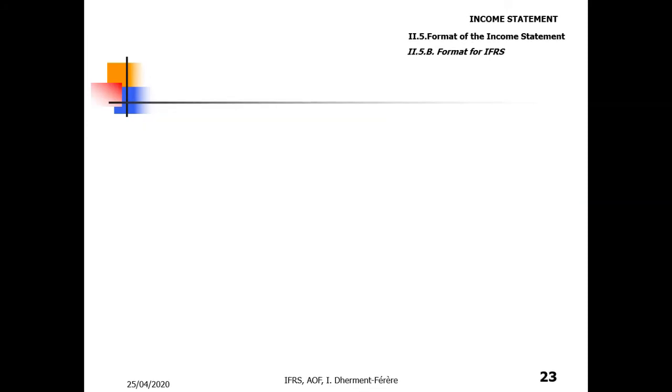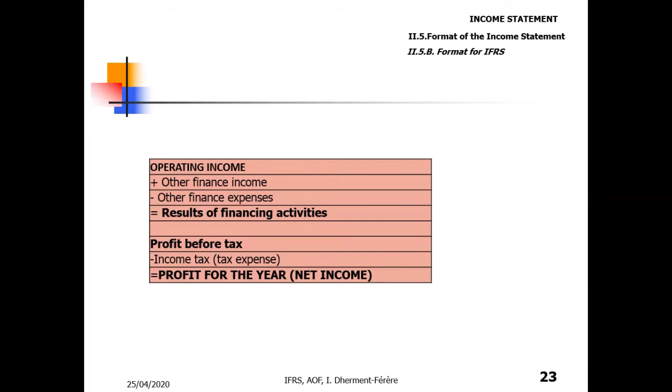The second part of the income statement is identical whatever the presentation chosen. You have operating income plus other finance income minus other finance expenses equals results of financing activities. Operating income plus or minus results of financing activities equals profit before tax, minus income tax or tax expense, equals profit for the year or net income.